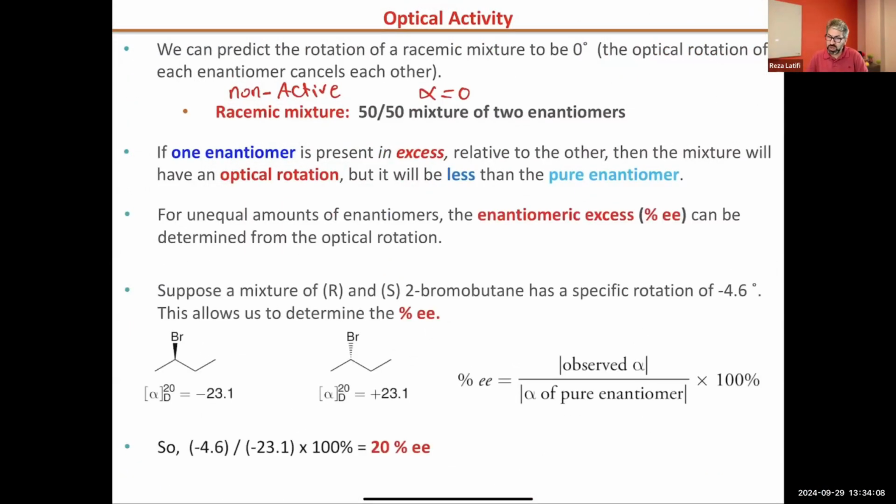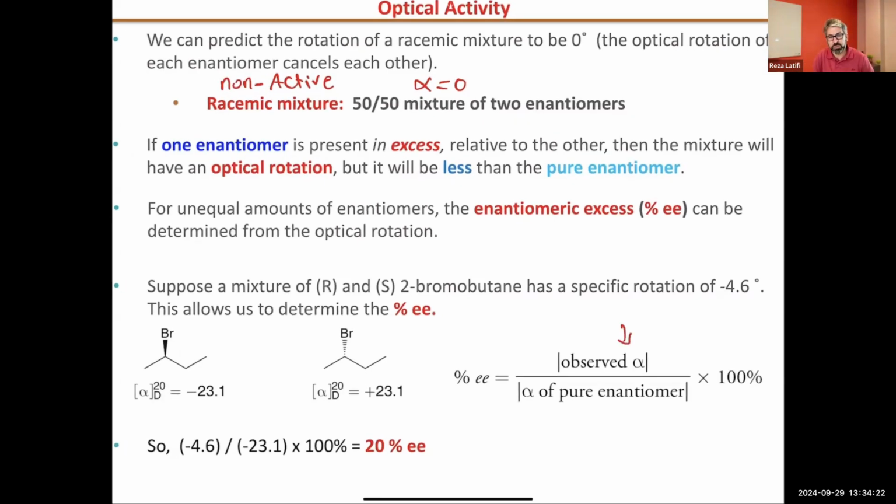Now, if you have an excess of one of those enantiomers, then you will see some rotation. There's a way to calculate how much of that specific enantiomer we have. So we're going to read the observed rotation. That one is going to be easy to read. And how about the pure one? Where do I get the pure one?